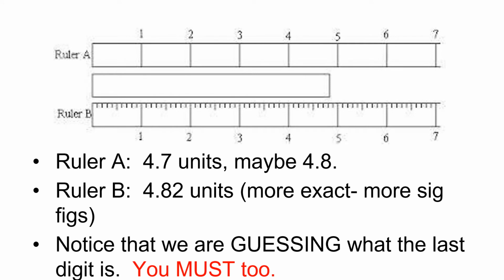When considering ruler A, because of the subdivisions on the ruler, we can determine that the block can be measured to 4.7 units, maybe 4.8. Ruler B, because it has more subdivisions, can be measured to 4.82 units. It's more exact because it has more subdivisions, and you get more significant figures out of it. Notice that we're guessing what the last digit is too, and this is what you should do when making your measurements. This guessing is what we call interpolating.